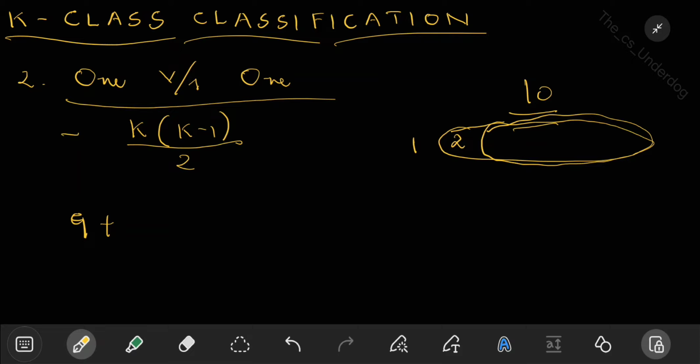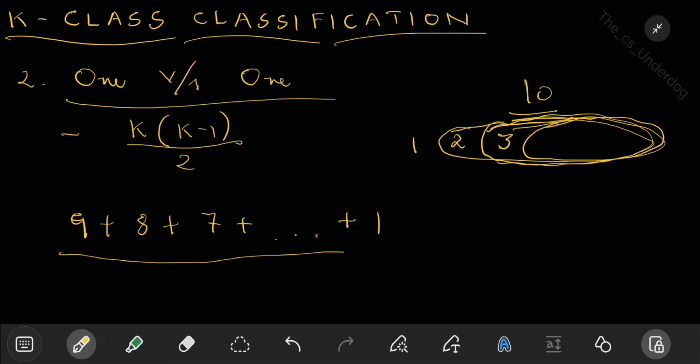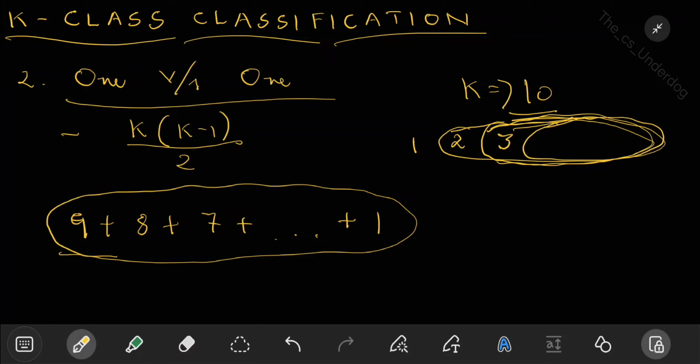So for the second class you still have to compare with the remaining 8 classes, so 8 remaining. Plus for the third class you still have to compare with the remaining 7 classes, 7 plus dot dot dot plus finally till you reach 1. So this is the sum of the first k minus 1 natural numbers. That is, if k is the total number of classes that you have, then the number of models you need is the sum of the first k minus 1 natural numbers.